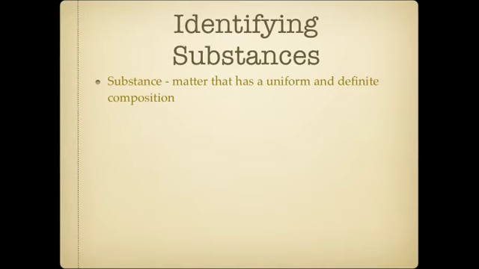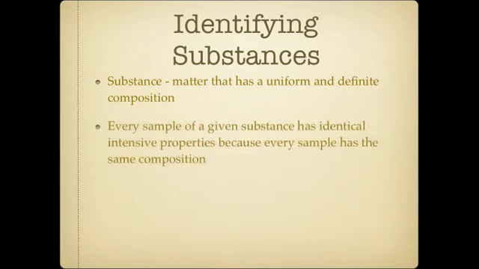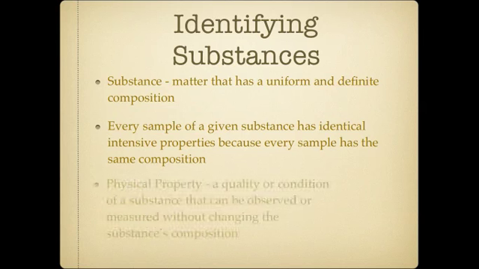Make sure you understand what a substance is. A substance is something that has uniform and definite composition. Uniform meaning it is the same throughout. So uniform, definite, kind of similar terms there. Every sample of this substance must have identical intensive properties if it has the same composition. That's what we're talking about in a substance. It's going to have the same properties throughout the whole thing.